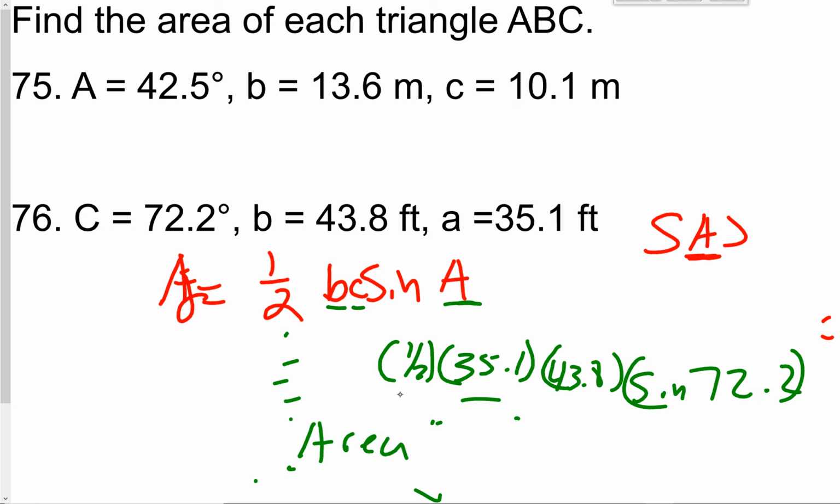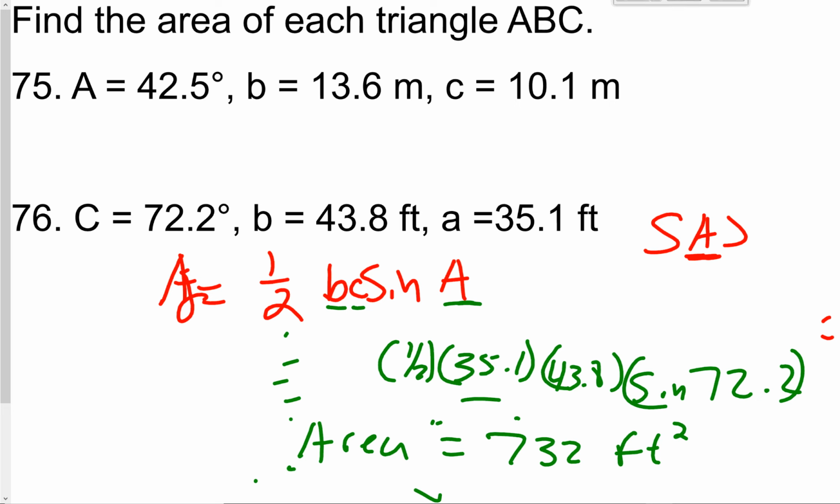So you use one of those three formulas. So area is 732 square feet, or feet squared, as one of your other teachers might call it.